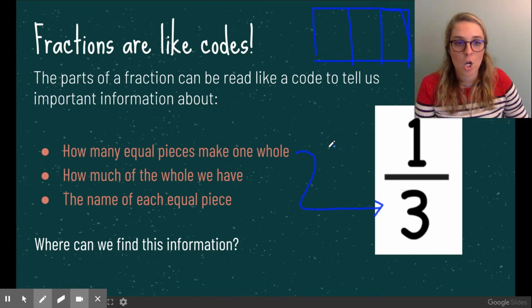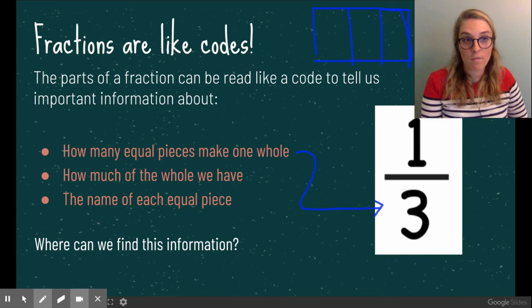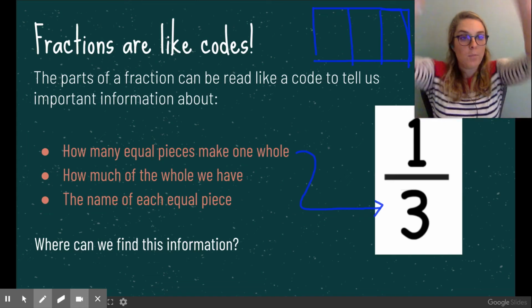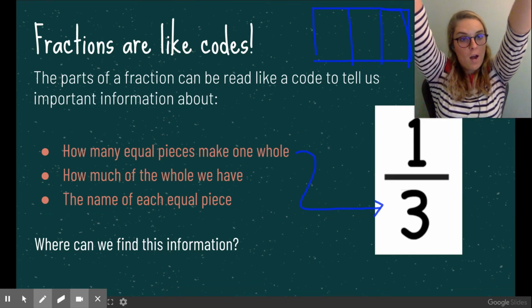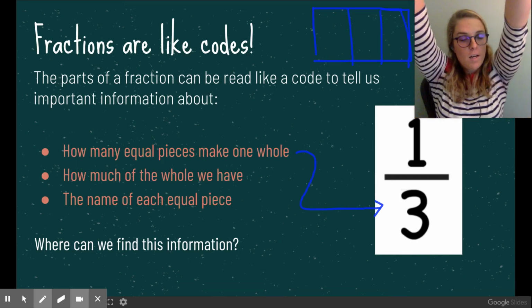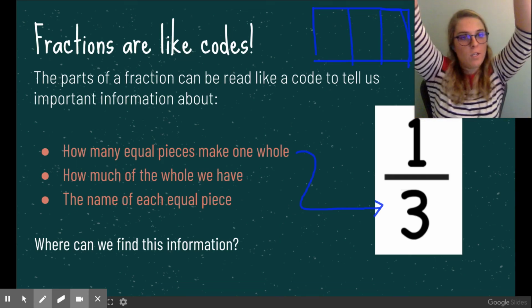All right. Which part of our fraction tells us how much of the whole we have, or how many pieces we have? If you think it's the digit on the top, your hands are going to go to the sky. If you think it's the digit on the bottom, your hands are going to go to the floor. Ready? 2 thumbs on your desk. Hands up. Wave around like you just don't care.